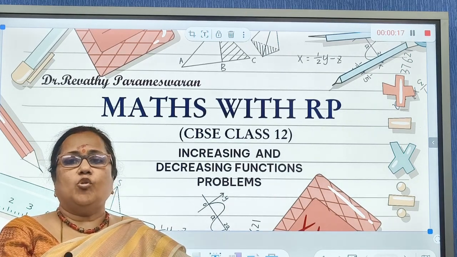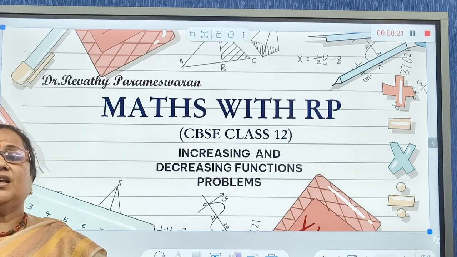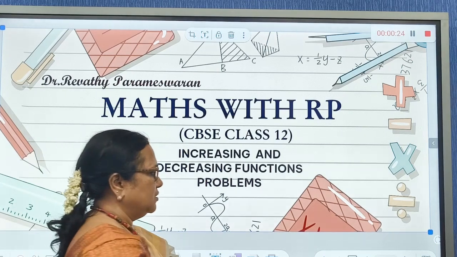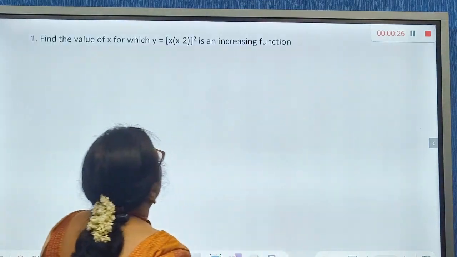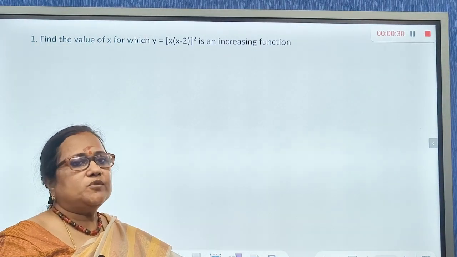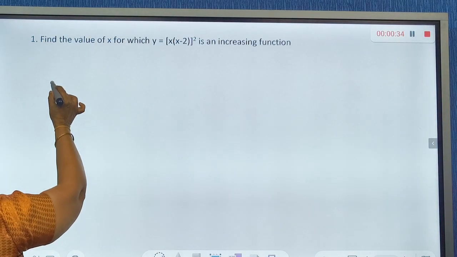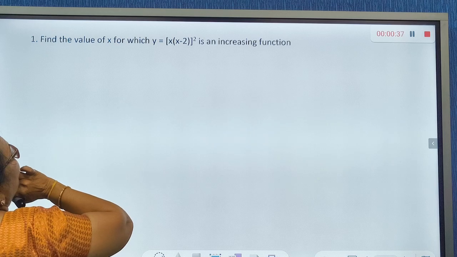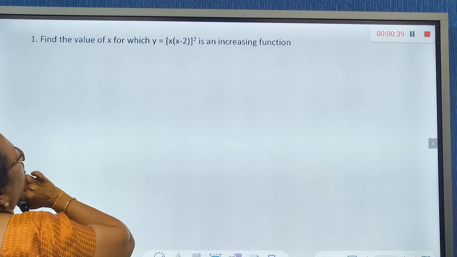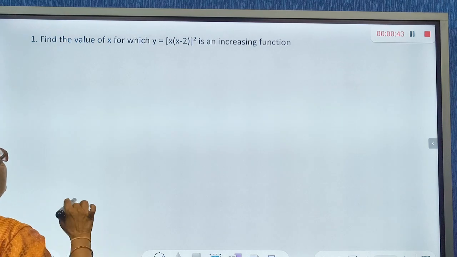Today we are going to solve more problems based on the notions of increasing and decreasing functions. In the earlier video we had already solved some problems, so I'm just continuing. We will look at the new problem here. Find the value of x for which y equal to x into x minus 2 the whole square is an increasing function.